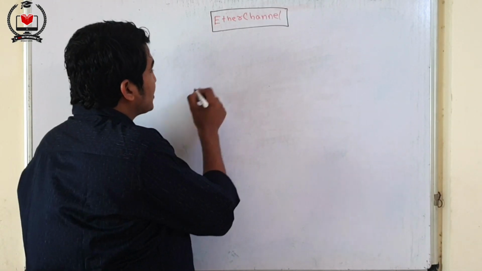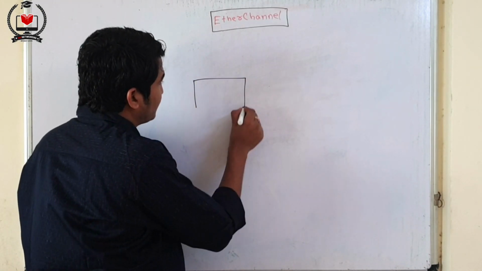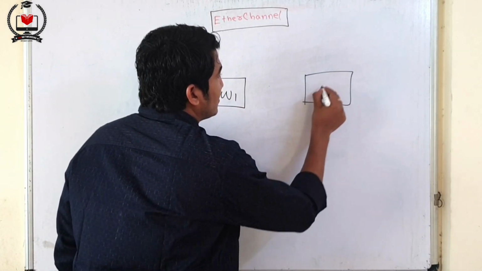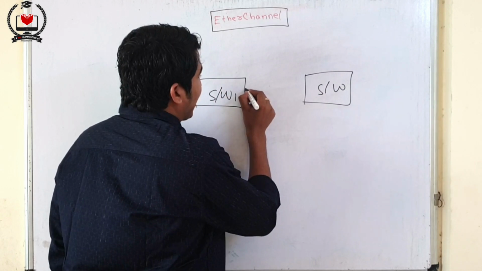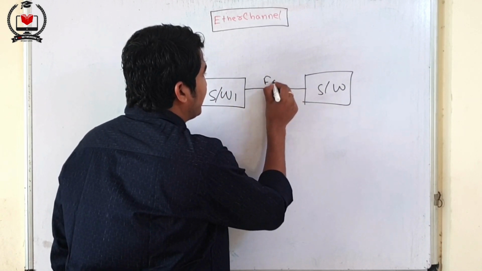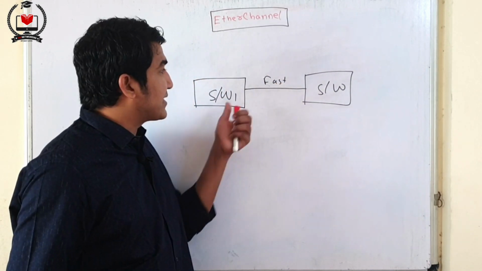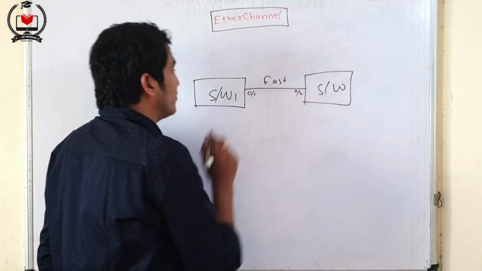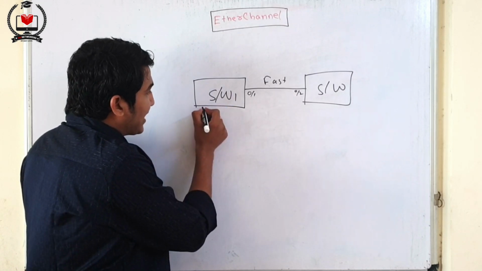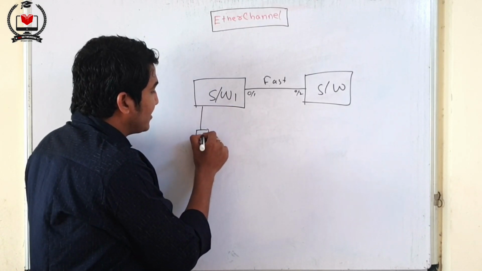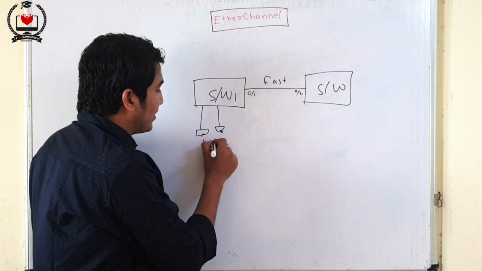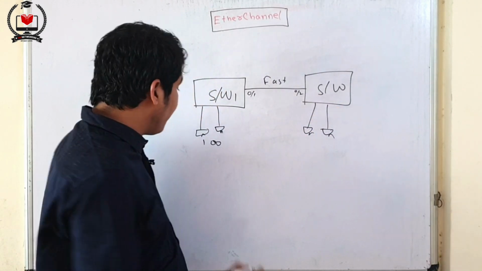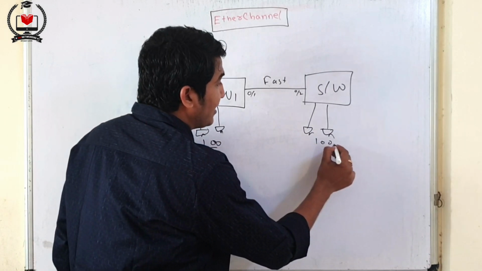So see, suppose I have two switches, switch 1 and switch 2. Suppose here I have connected one Fast Ethernet link between switch 1 and switch 2. I have connected one link, a Fast Ethernet link, right? This is suppose 0/1, this is 0/2. On switch number 1, I have connected suppose 100 users over here. How many users? 100 users. Here also I have connected how many users? 100 users. Fine, 100 users are there.